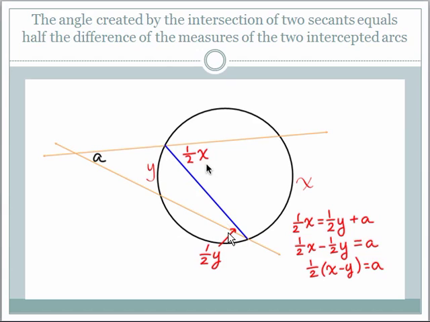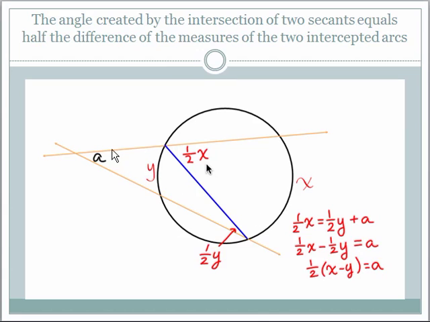And just like we used that reasoning last time, this 1/2 x is an exterior angle of this triangle. So we can use that formula that the exterior angle is equal to the sum of the two other interior angles. So 1/2 x is equal to 1/2 y plus a. Then if we solve for a, move the y to the other side through subtraction, and then I pulled out the 1/2 into the front because it's a factor. So I pulled out 1/2, and I have 1/2 the quantity x minus y equals a.